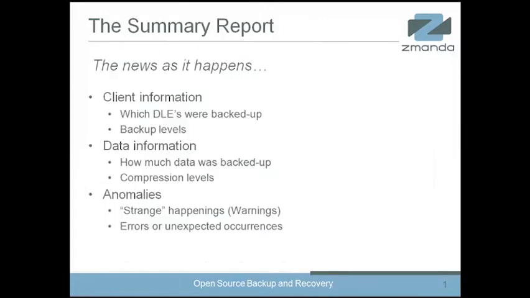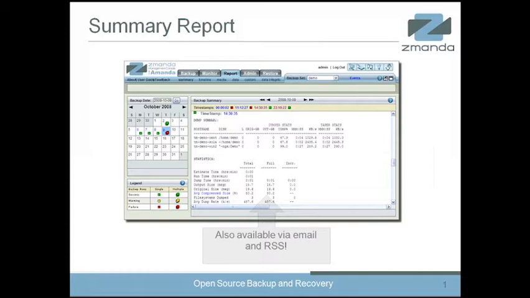The summary report gives you an overview of the backup run. It provides client information, including which client objects were backed up and at what backup level, data information, including how much data was backed up and how much compression there was, as well as any errors or warnings or other unexpected occurrences. By default, the summary report is also mailed out to the user specified on the Backup How page and is also available via RSS.